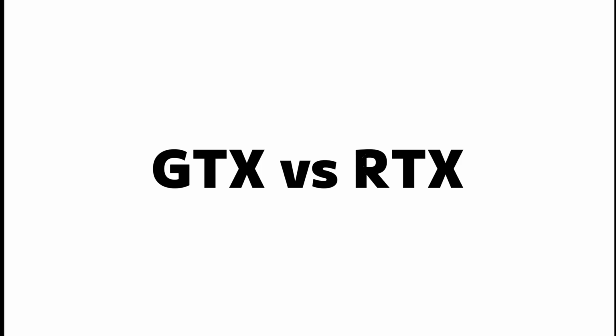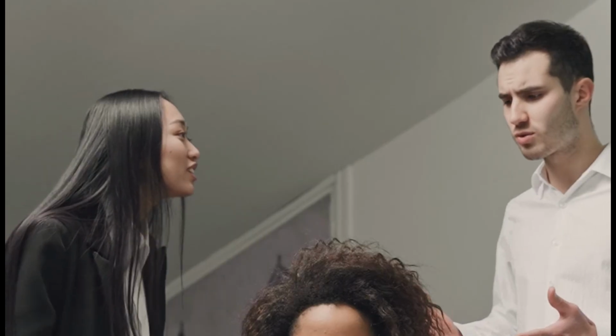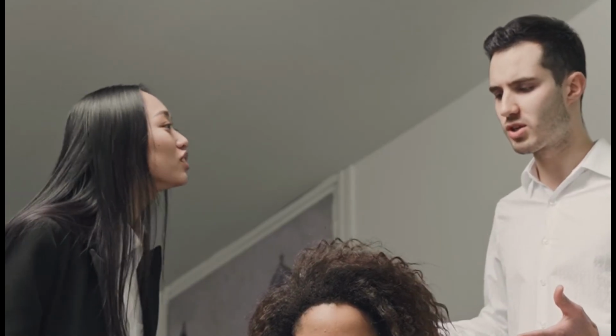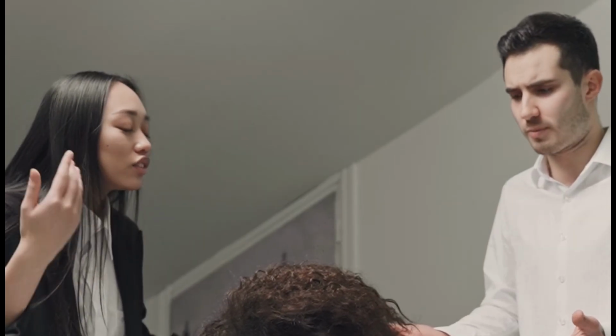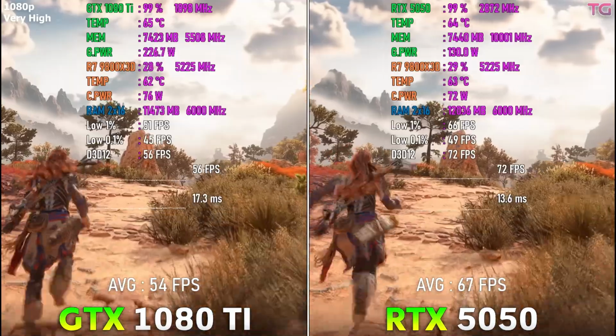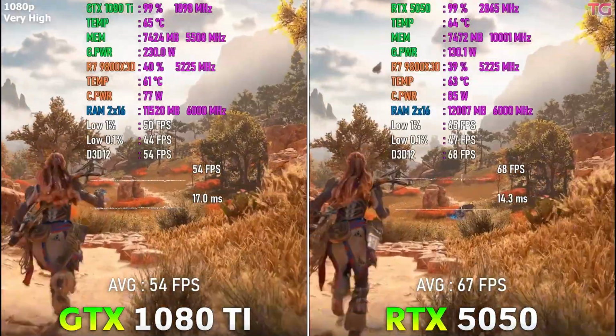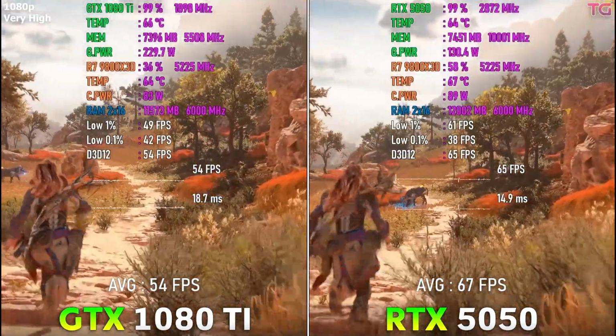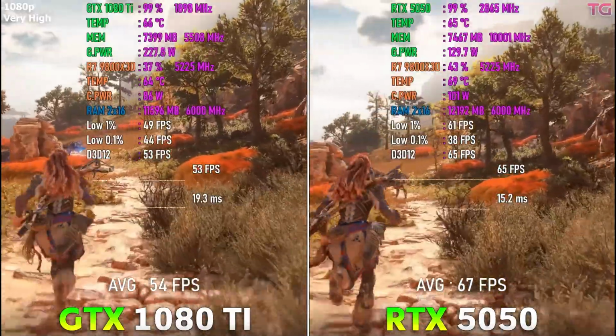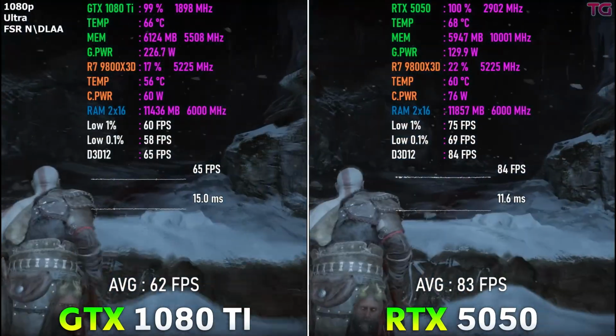GTX versus RTX. All right, first things first, the big one. You see both of them used, people argue about them online, so what's the actual difference? GTX stands for Gigatexel Extreme. Catchy name from like 2008 that NVIDIA just kept using forever. GTX cards are your traditional rasterization GPUs. They render games the old school way, and they do it great, but they don't have dedicated hardware for ray tracing.